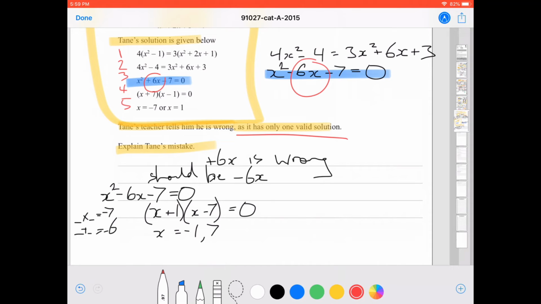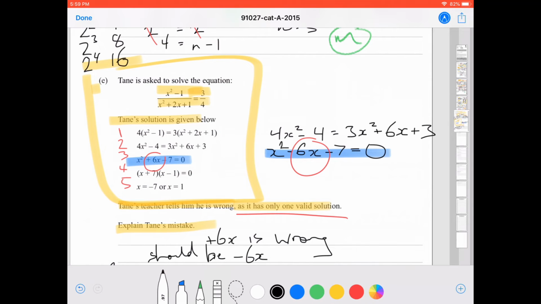Basically, I'm just going to go ahead and read the marking schedule here. It says x equals to negative 1 is an invalid solution as dividing by 0. What do they mean by that? X equals to negative 1 is an invalid solution because dividing by 0. Well, let's look at our original equation here.